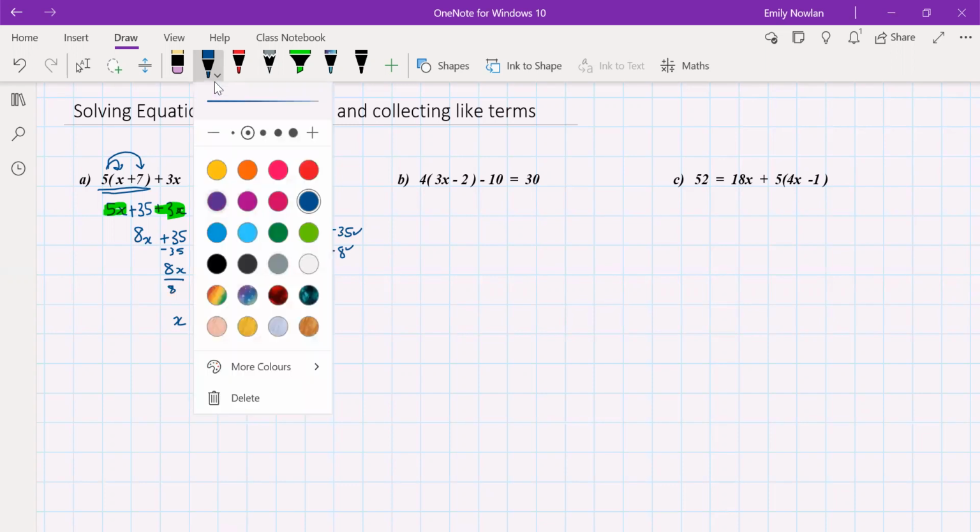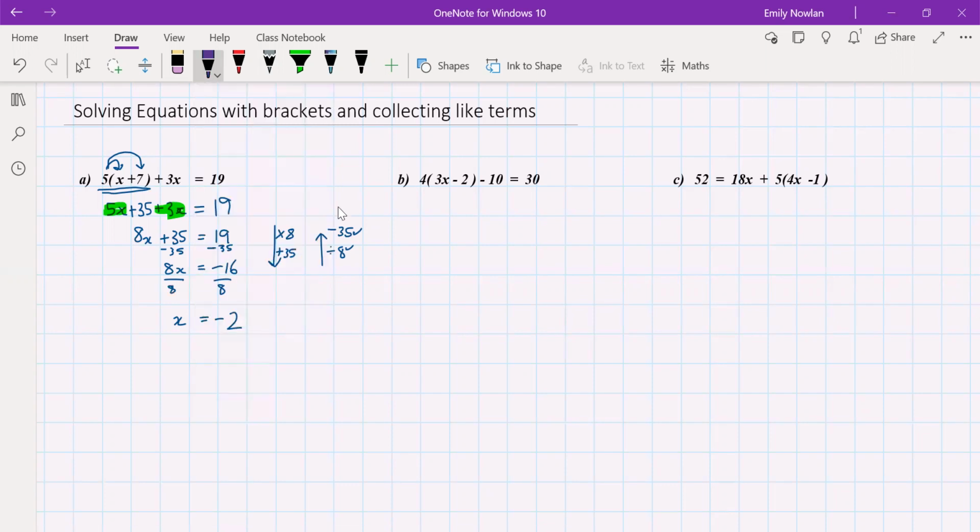Let's change colour. Let's do purple. So let's do the second one here. Remember, if we see brackets, we need to expand them, especially when there's other things going on. So 4 times 3x is 12x. 4 times 2 is 8, but it's a minus 2, so it's minus 8. And that minus 10 has nothing to do with the brackets. It's just sitting there on the end.